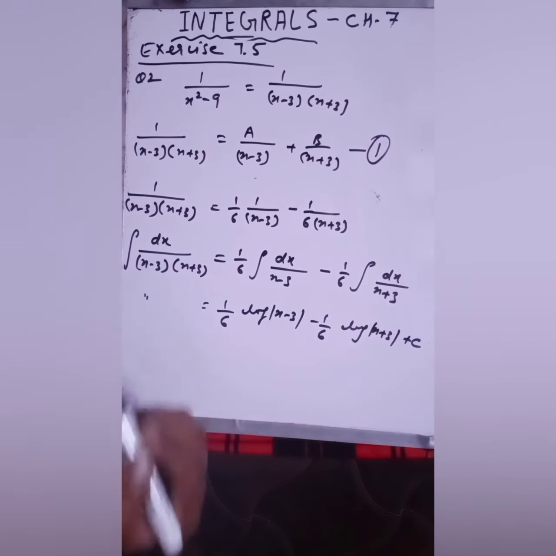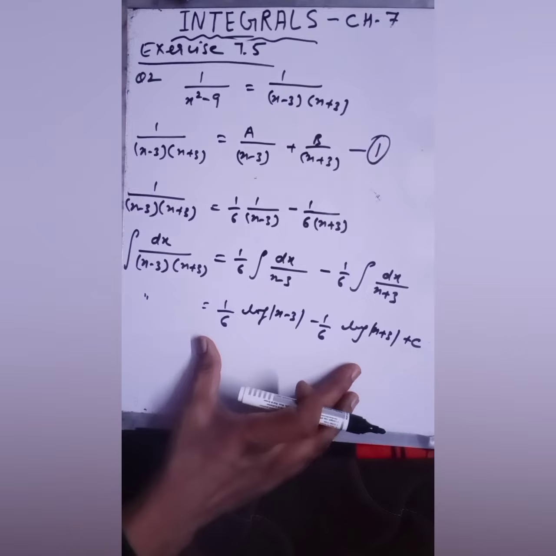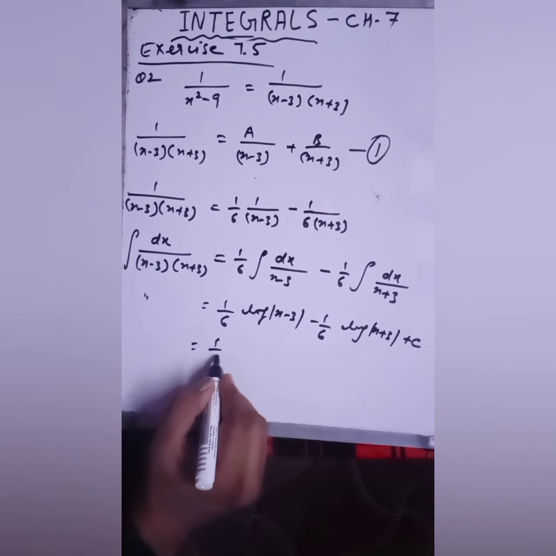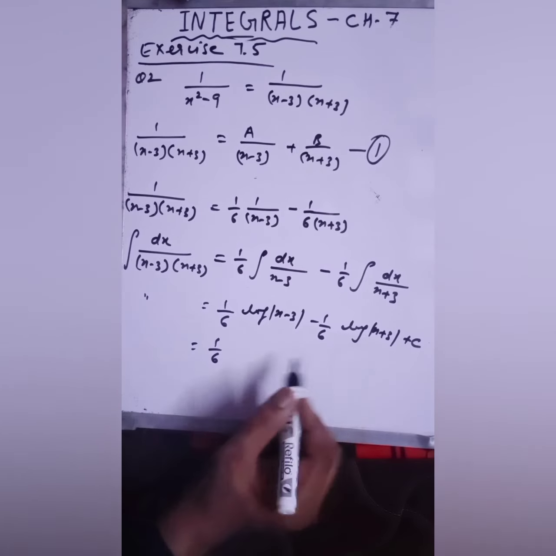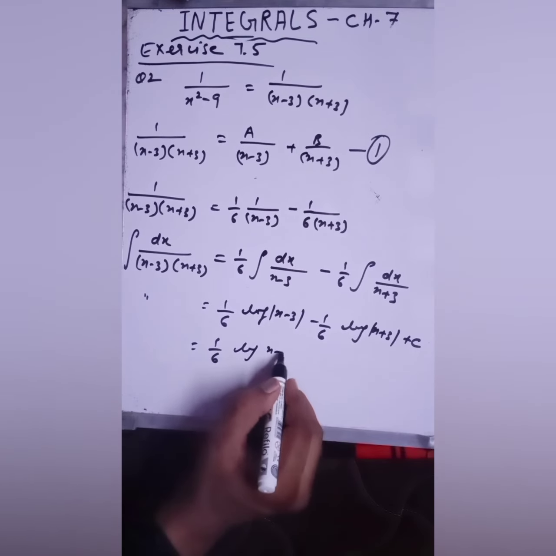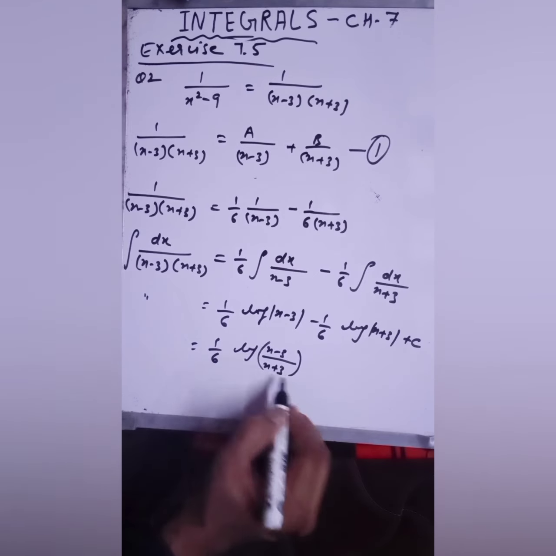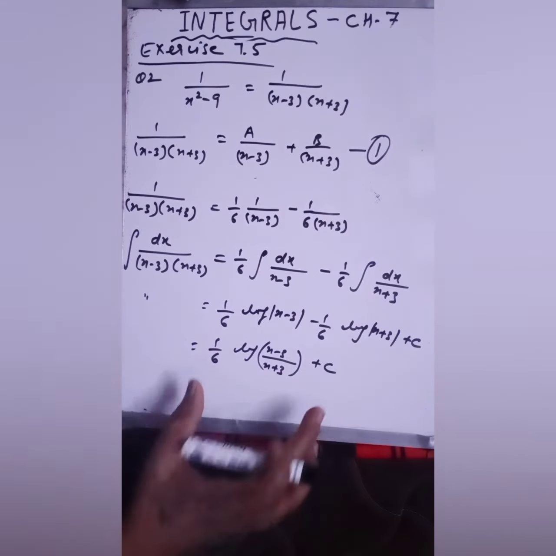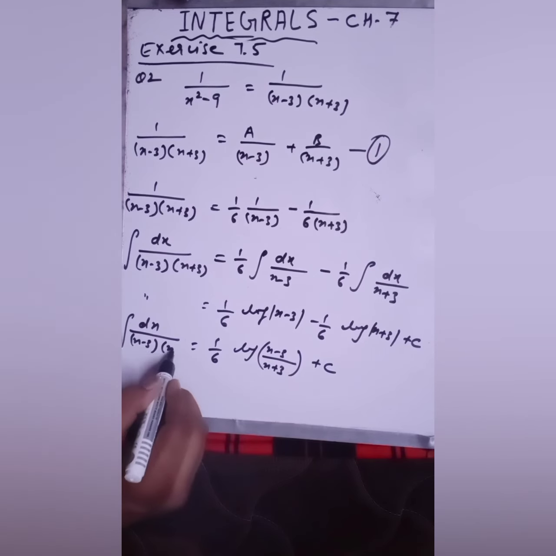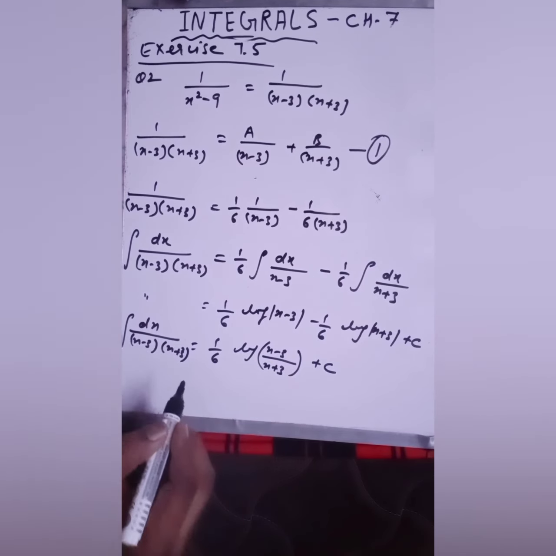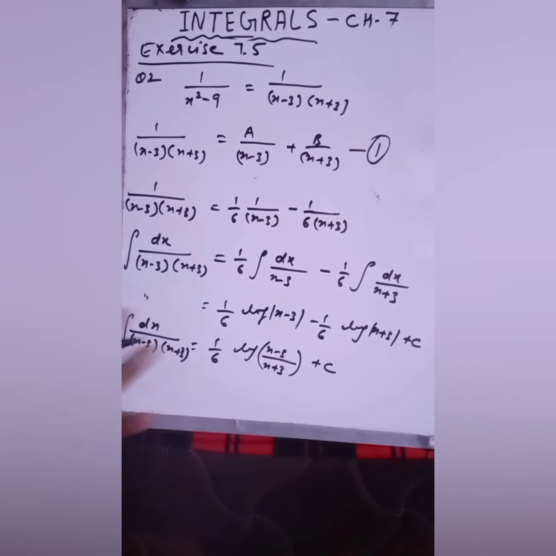And the same step you have to copy here. And again you can simplify this one. If you take 1 by 6 as common, you will take log of x minus 3 minus log of x plus 3. So you can write 1 by 6 log of (x minus 3) over (x plus 3) plus c. So this is your final answer. This is the required integral of this fraction. Got it? This is how you can solve question number 2 of this exercise.